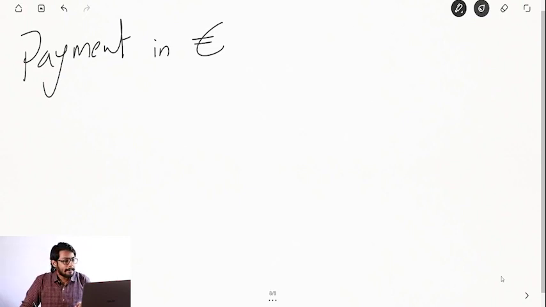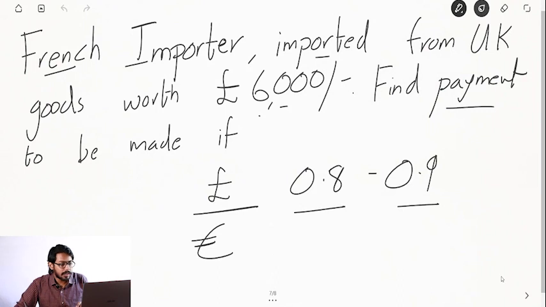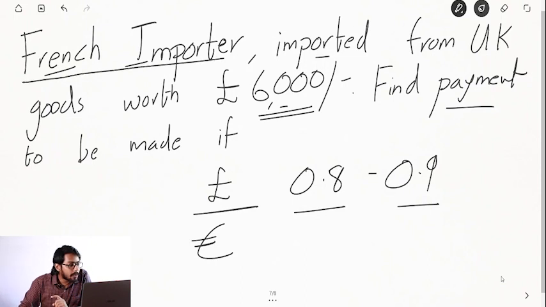Now, payment in euro is equal to, you have imported goods worth 6,000 pounds. Who are you? You are a French importer, you are from France. What currency do you have inside your pocket? Your home currency is euro. So in your pocket you have euro.